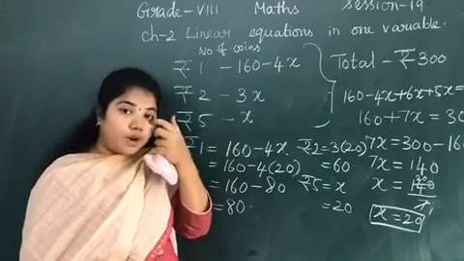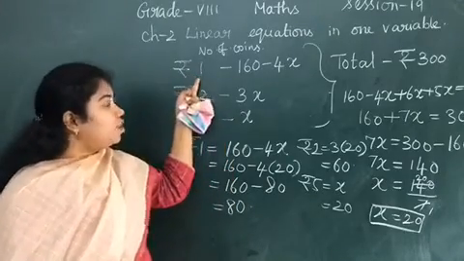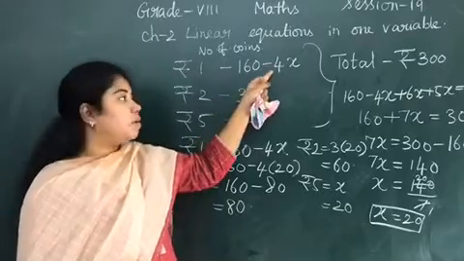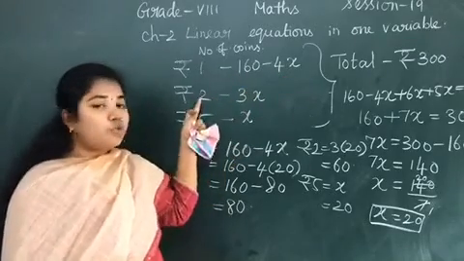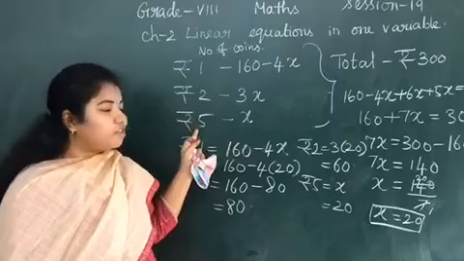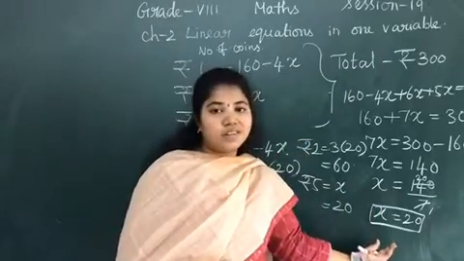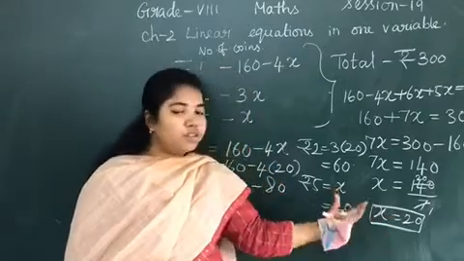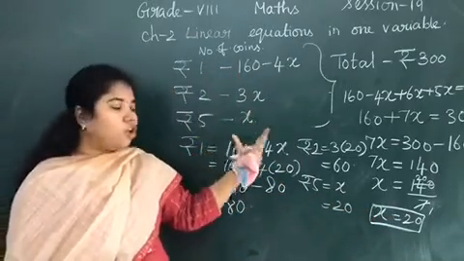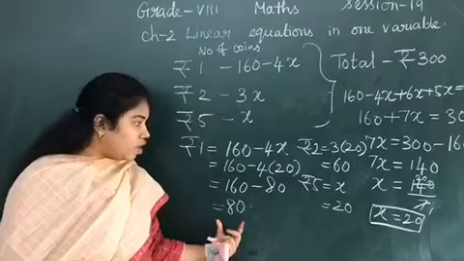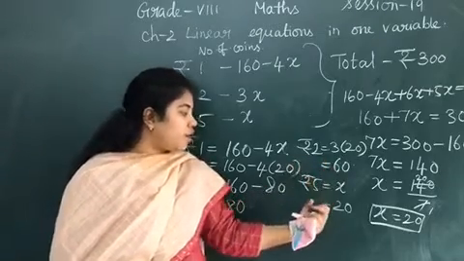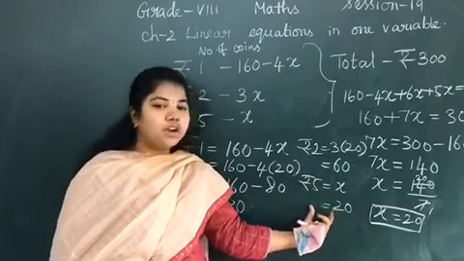For that purpose, for rupees 1 you are going to multiply 1 into 160 minus 4x. And for rupees 2, 2 into 3x. And for rupees 5, 5 into x. Add everything and you arrive at the answer x is equal to 20. Now substitute this 20 in the number of coins. You will get rupees 1, 80 coins, rupees 2, 60 coins and rupees 5, 20 coins.